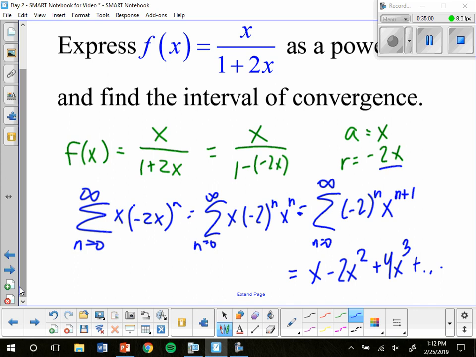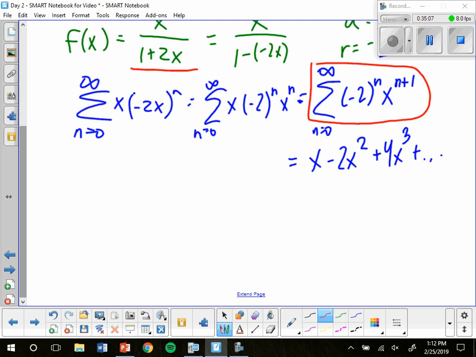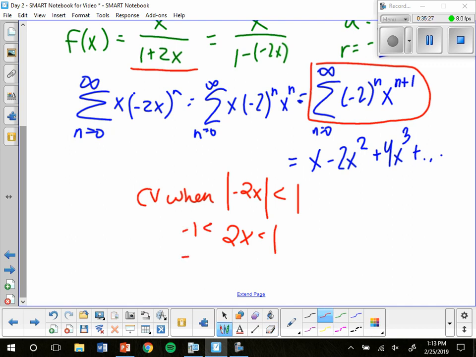So I found a series representation for this function, but it's only going to hug that curve when the absolute value of r is less than 1, which means 2x has to be between 1 and negative 1, which means x has to be between negative 1/2 and 1/2. So it doesn't have a very big interval of convergence.